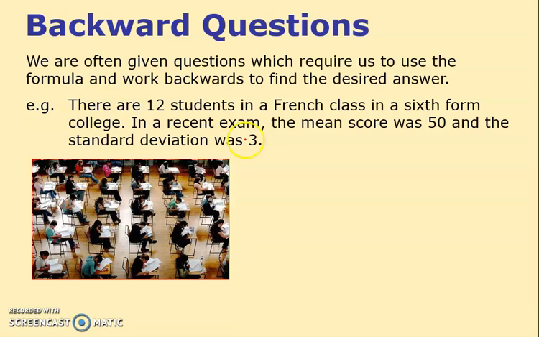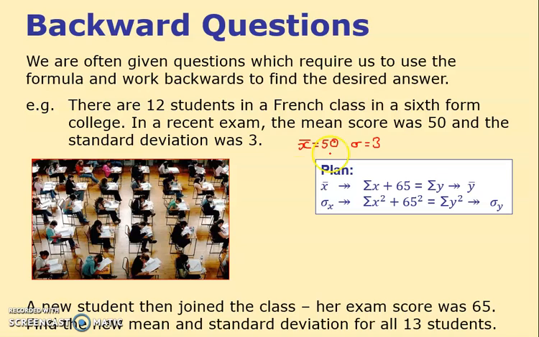In a 6-1 college, in the recent exam, their mean score was 50. So I'm going to write x bar is 50, and the standard deviation, sigma, equals 3. So that's my starting point. What's it say? A new student then joined the class.